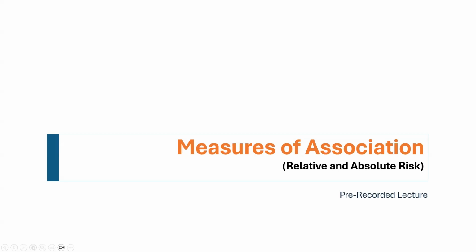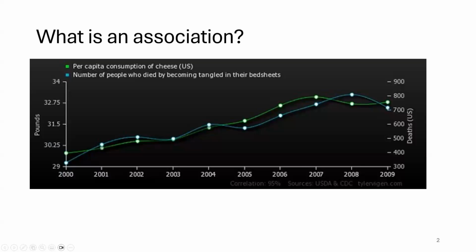All right, so in this lecture, we're going to begin to delve into the measures that we use to really quantify risk and associations. First, let's talk about what exactly is an association. Ultimately, an association just means that we see some type of pattern or some type of corresponding nature of two different factors.